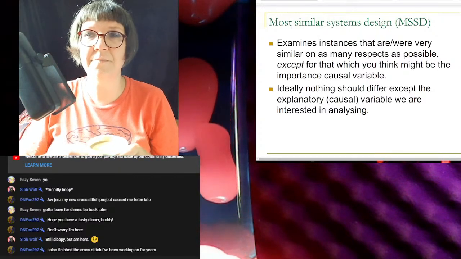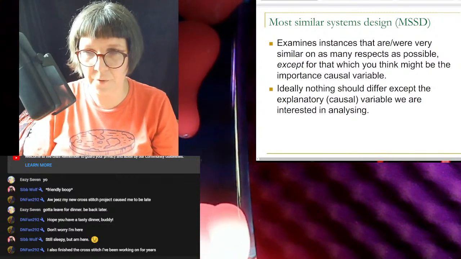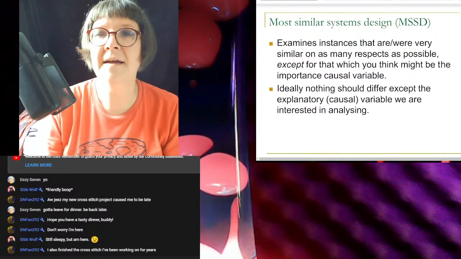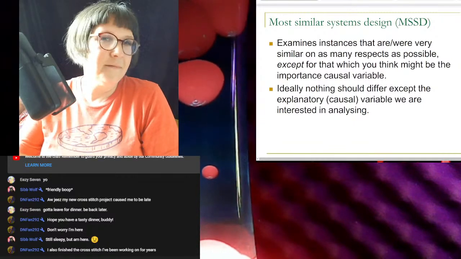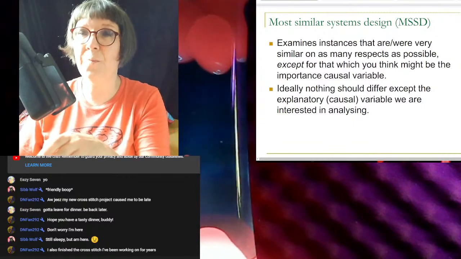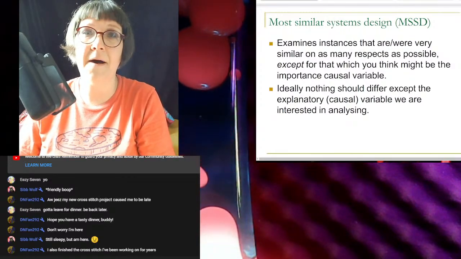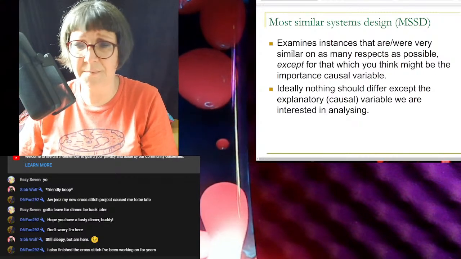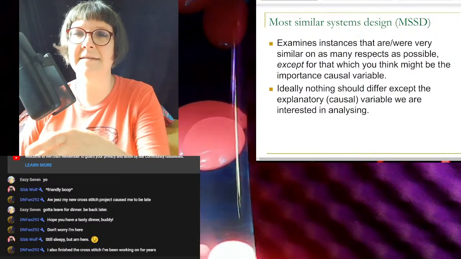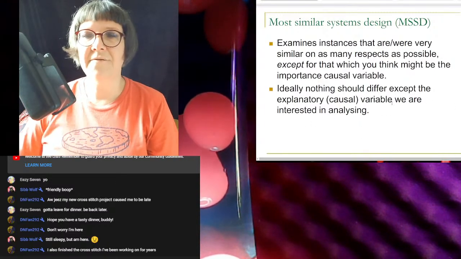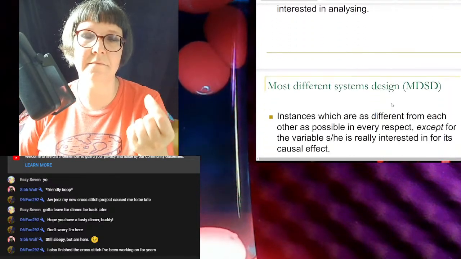Yes, systems that are similar in every respect except for the variable you might think is the causal variable of importance. Ideally, of course, nothing should differ except the explanatory cause that we're interested in. That's sometimes pretty hard to do in comparative politics, but you make your efforts. The way you think about politics is that it's a naturally occurring experiment all the time, and so you try to optimize the real world, even if you don't have ideal cases. So that's the most similar system: find all these things on which countries are the same, and then try to find the causal thing that is different.